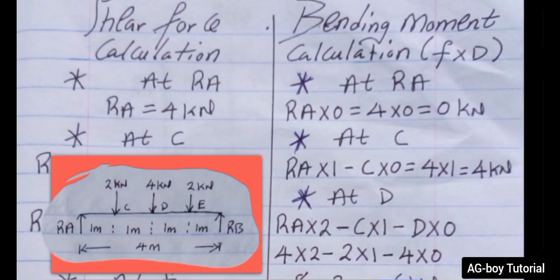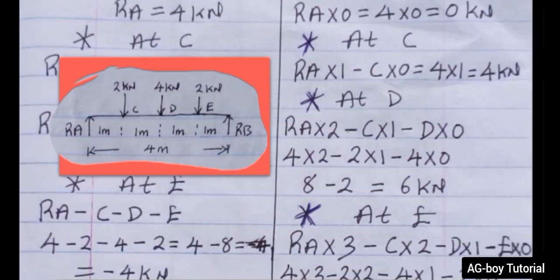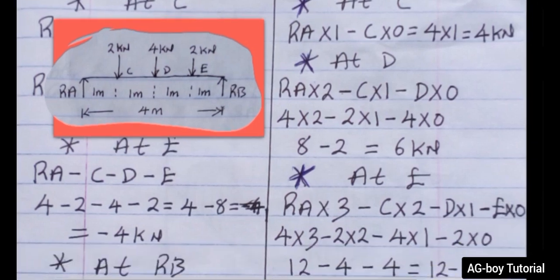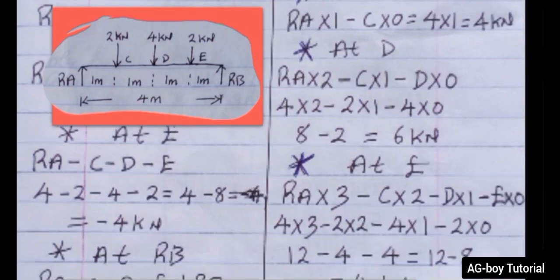So by substituting, our RA is 4 times 2, minus our C is 2 times 1, then minus our D is 4 times 0. So 4 times 0 is out, and we have 4 times 2 gives us 8, minus 2 times 1 is 2. Then 8 minus 2 will give us 6 kilonewton. So 6 kilonewton is what we have at our D.